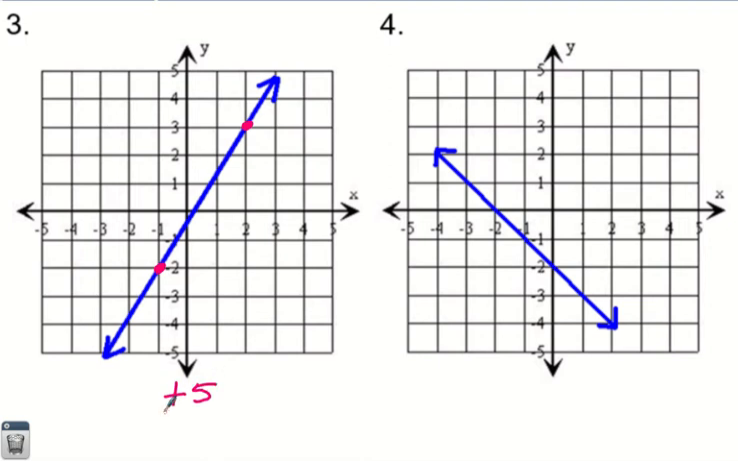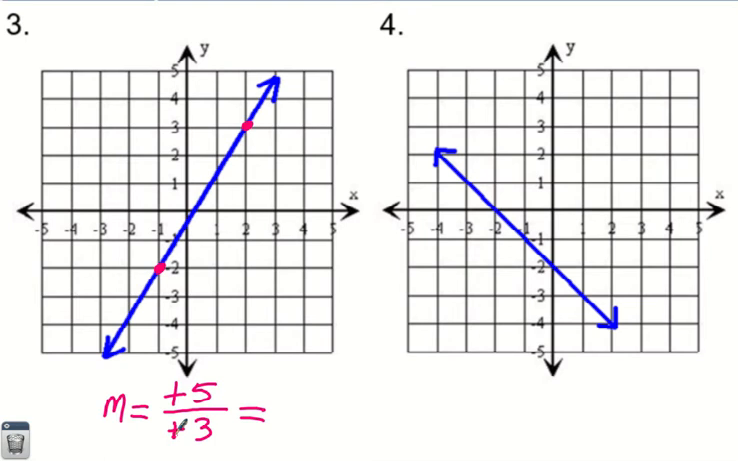So going up is positive. So 1, 2, 3, 4, 5. And then I'm going to go to the right, 1, 2, 3, which is also positive. So positive 5 over positive 3. That final answer is going to be positive, because a positive divided by a positive is positive.